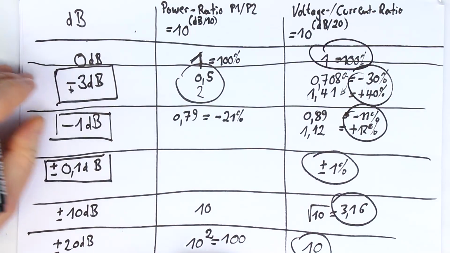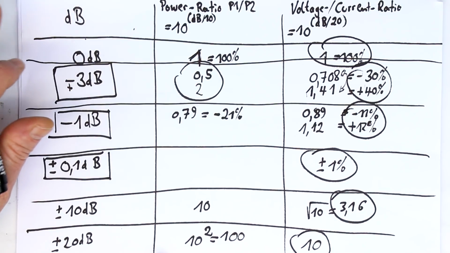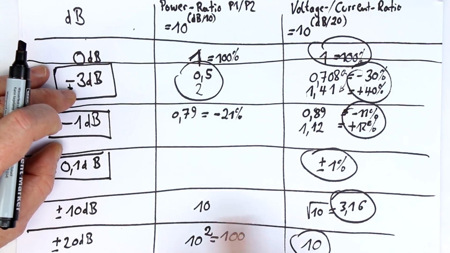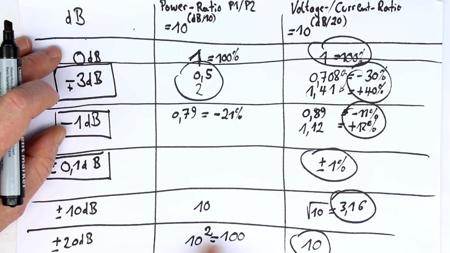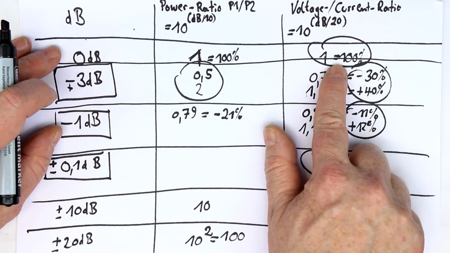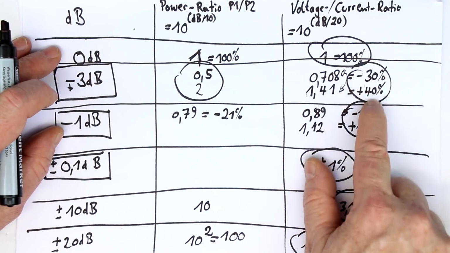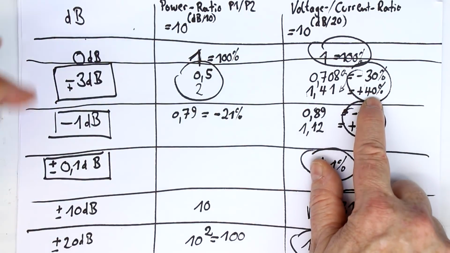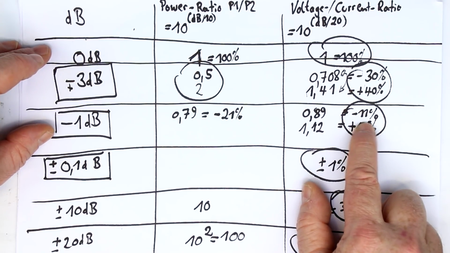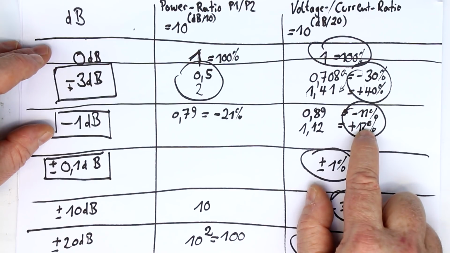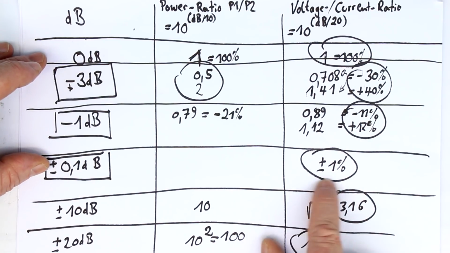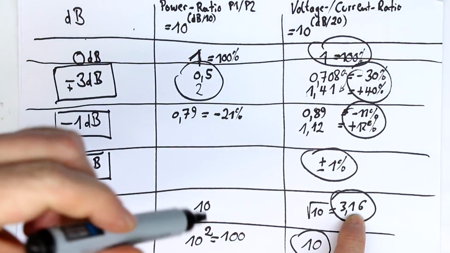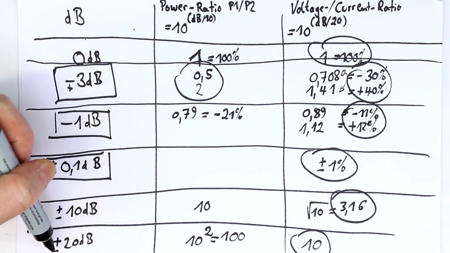then you probably will have, in 90% of your measurement situations, you'll know by experience just how level translates to dBs. 0 dB is your reference level, 100%. Plus or minus 3 dB is between 30 and 40% off from your reference level, depending on if it goes down or if it goes up. 1 dB, if you round it, is a 10% increase or decrease from your reference level. 0.1 dB is 1%. Plus or minus 10 dB is a factor of 3.16, either up or down. And plus minus 20 dB is a factor of 10 in level.